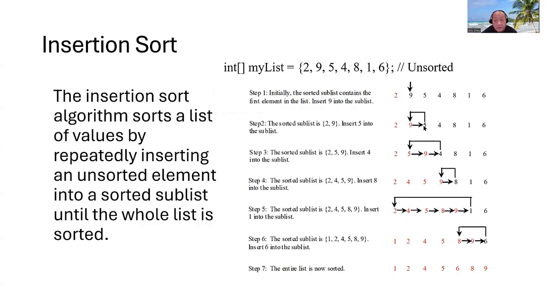9 is bigger, so move 9 to the right. 2 is smaller, so put 5 at the 9's original location. So it becomes 2, 5, 9. The next one to be inserted is 4. 9 is bigger, 5 is bigger, so they move, and then 4 is put into the 5's location. 2 is smaller, so 2 won't move. Next one is 8. 9 is bigger, so move 9, and we put it over here. Okay, keep doing that and you will have the data sorted.